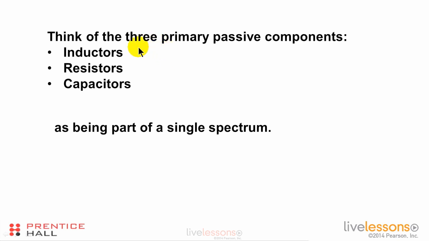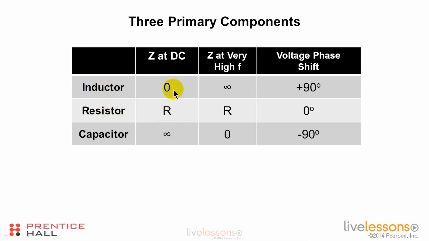We have three primary passive components in electronics: inductors, resistors, and capacitors. And we can think of these three primary passive components as being part of a single spectrum. An inductor has an impedance at DC of 0. It has an impedance at very high frequency that approaches infinity, and it's got a voltage phase shift of 90 degrees. A capacitor has an impedance at DC that approaches infinity. It's got an impedance at very high frequency that approaches 0, and it's got a voltage phase shift of minus 90 degrees.